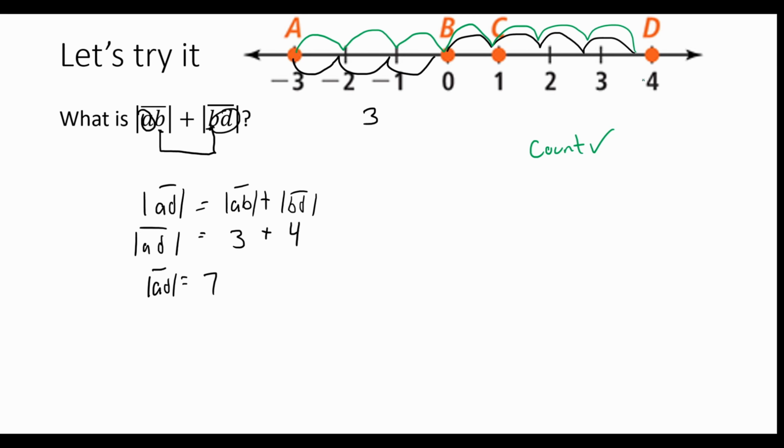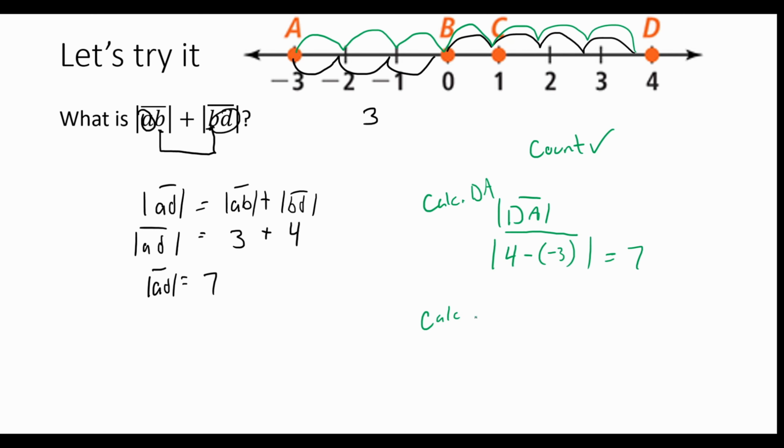Let's look at it this way. Let's find the length of DA. Well, D is 4, and then A is negative 3. So this will give me the length of DA, which is positive 7. So the calculating method works. I'm going to call it the calc DA method.